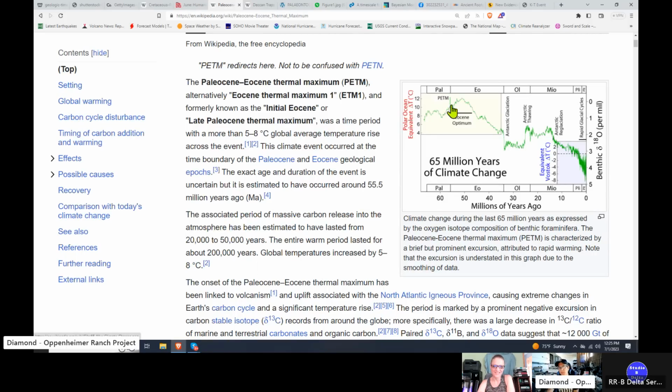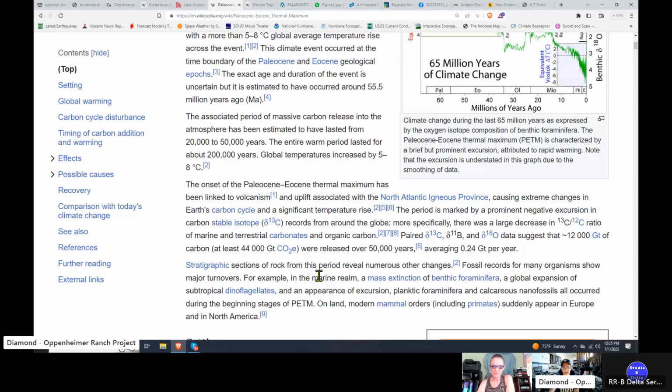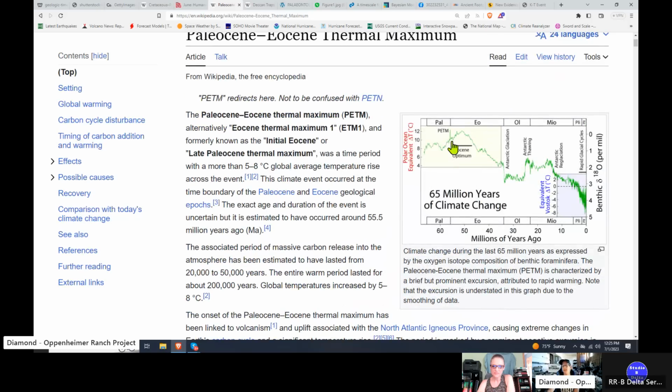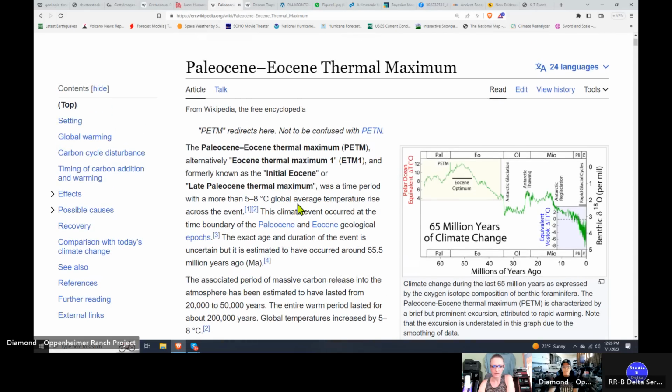But there was actually, do you see this spike here? Yeah, that is the transition from the Paleocene to the Eocene. And they estimate that that warming period lasted for 200,000 years, where global temperatures increased by 5 to 8 C. And it's really unexplainable. Well, but it's interesting too, because it's in the middle of a temperature rise that's already occurring before the event.